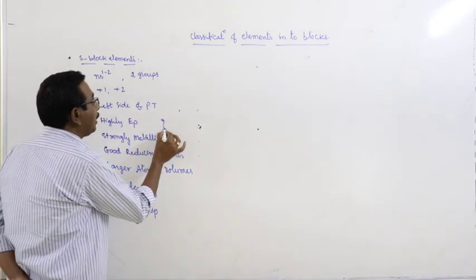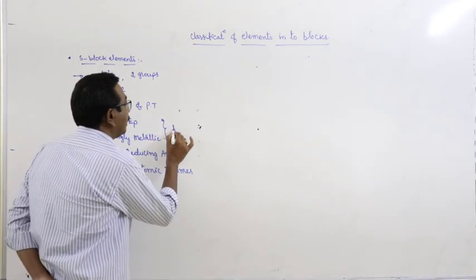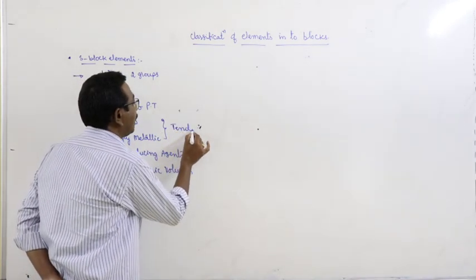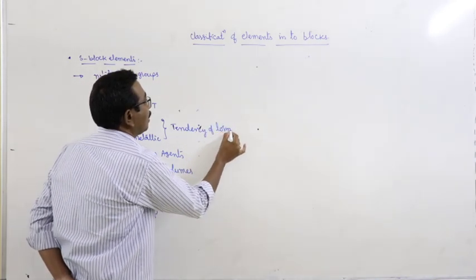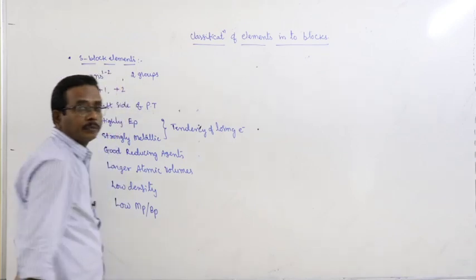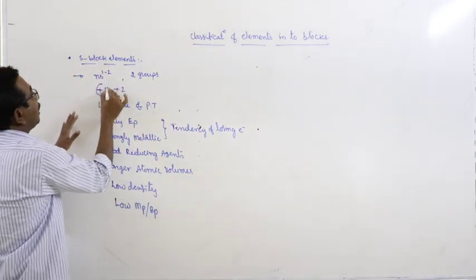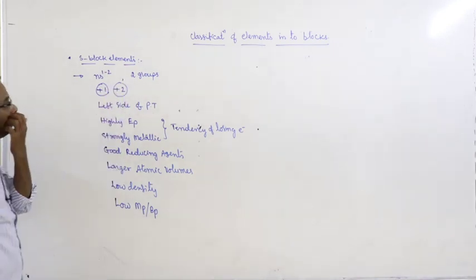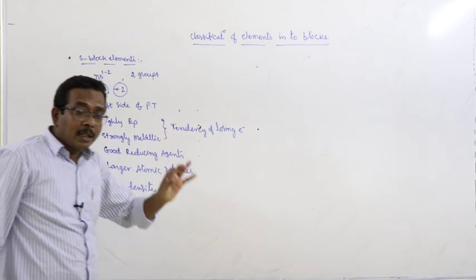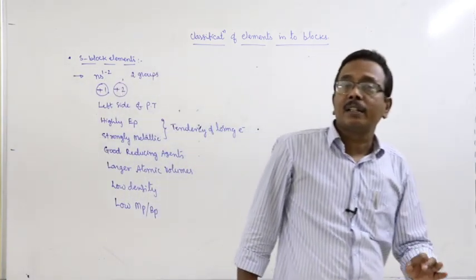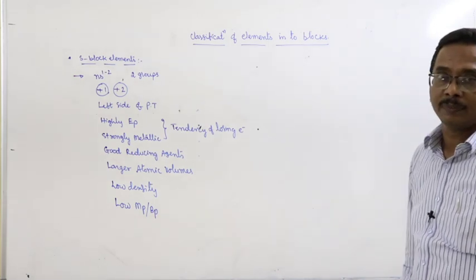Here, whether it is electropositive or metallic nature, it means the tendency of losing electrons. As a result, the S block elements exhibit the oxidation states +1 and +2. The elements in which the differentiating electron enters into the S subshell are known as S block elements.